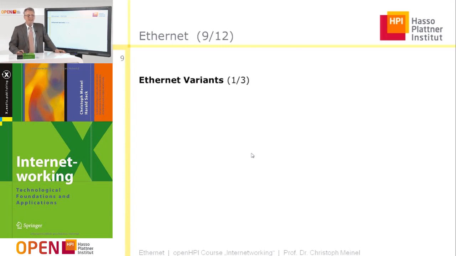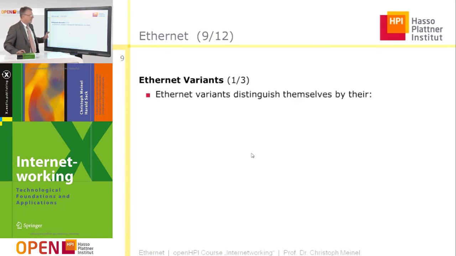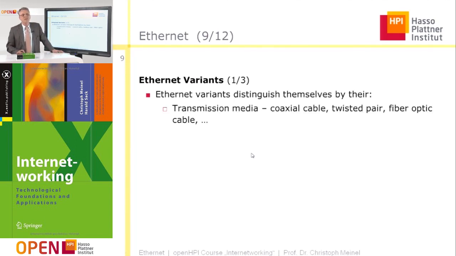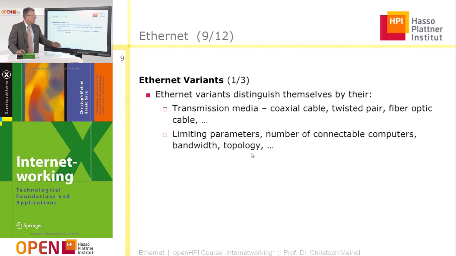At the beginning, I already mentioned that there are many variants of Ethernet, and these variants stand for the technological development. These Ethernet variants distinguish themselves by the transmission media. It may be the case that coaxial cable is used, twisted pair cable, fiber optic cable, or others. And they vary according to limiting parameters, for example, the number of computers that may be connected to such an Ethernet, the bandwidth that is provided, and the topology.